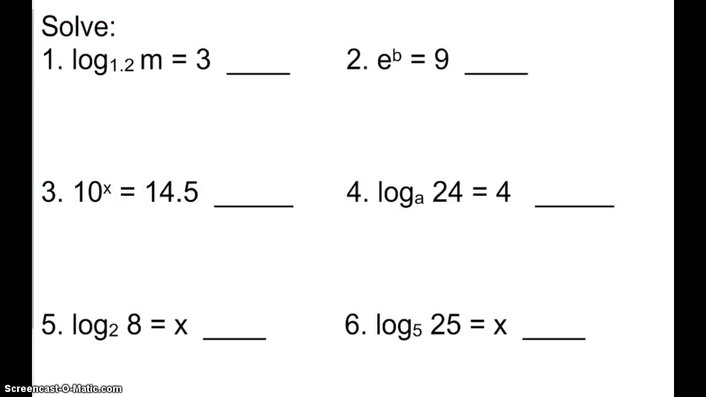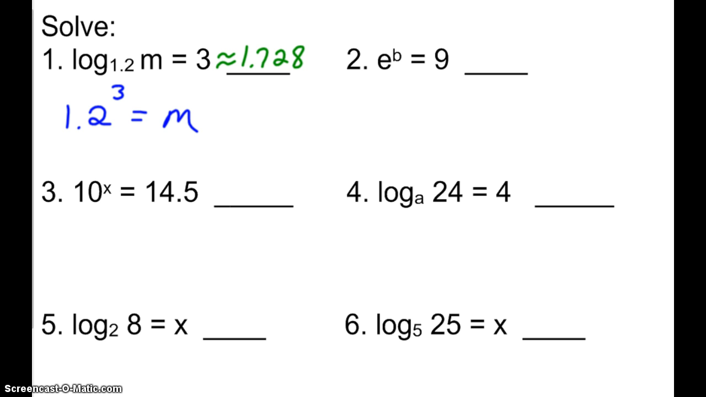Let's do a couple examples solving log and exponential equations by switching them back and forth using the definition. So on this first one, we have log base 1.2 of m is equal to 3. So if we're going to solve that, the first thing we would do is change it to an exponent. So it'll be base 1.2 raised to the third power is equal to m. And if we take 1.2 and raise it to the third power on our calculator, we will get approximately 1.728. That's rounded to 3 decimals.